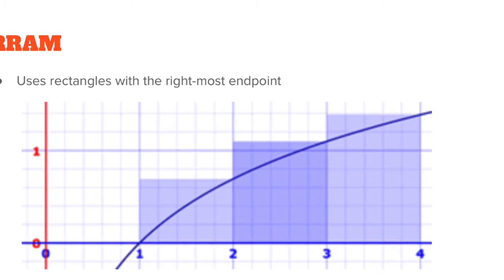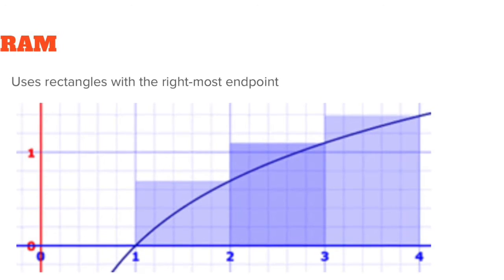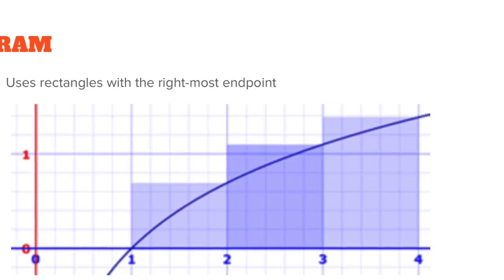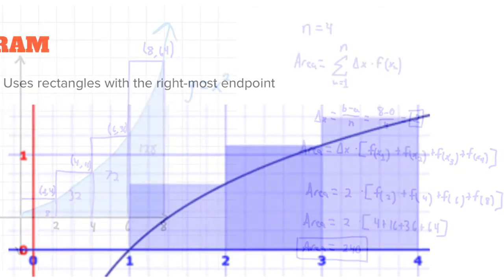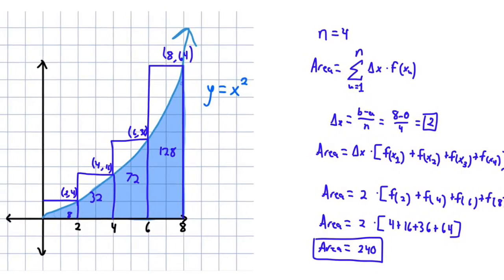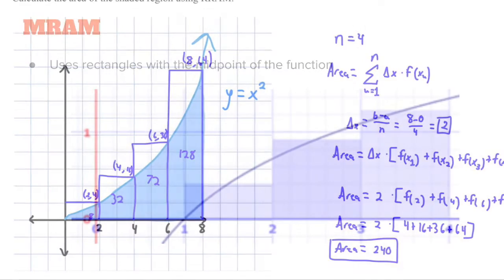RRAM is similar to LRAM, except it uses the rightmost endpoint. So for positive slopes, it tends to overestimate the area of the shaded region under the line. So you can see the rectangles cover a lot more area than the actual shaded region in this example.